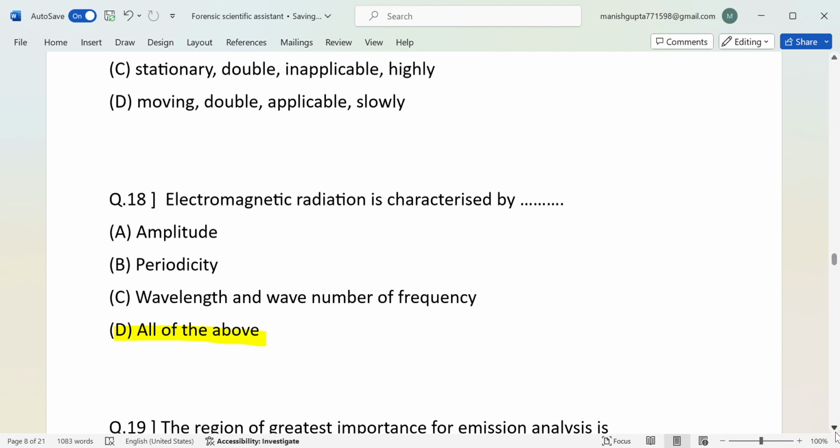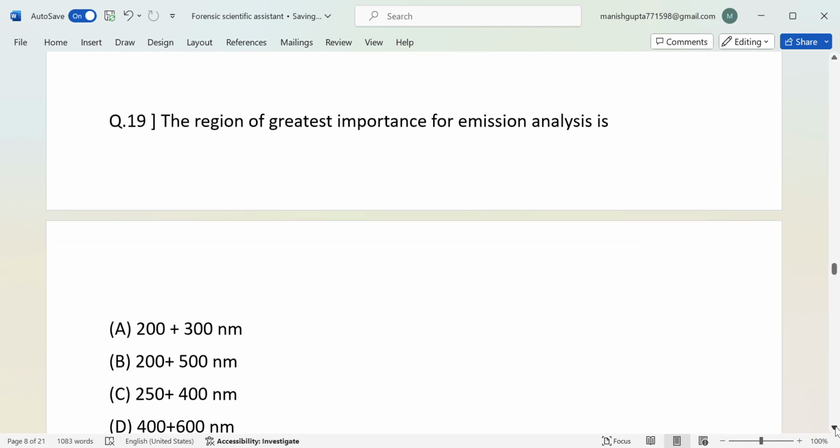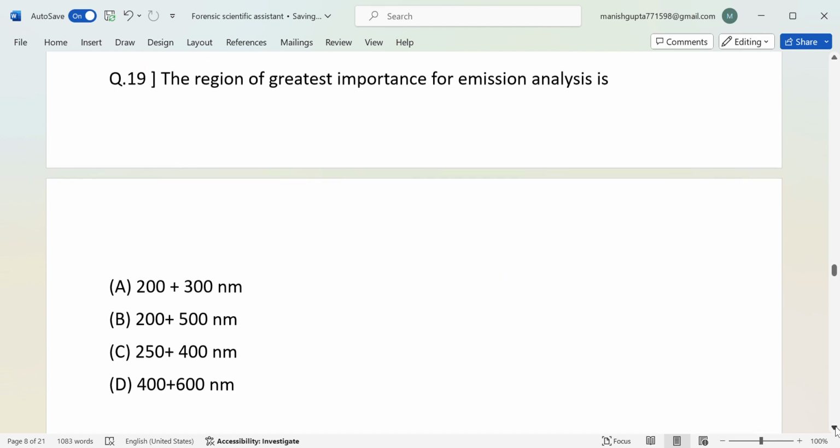Now we are going to see question number 19. The region of greatest importance for emission analysis: option number A, 200 to 300 nanometer. Option number B, 200 to 500 nanometer. Option C, 250 nanometer to 400 nanometer. Option number D, 400 nanometer to 600 nanometer. So option number C is correct.